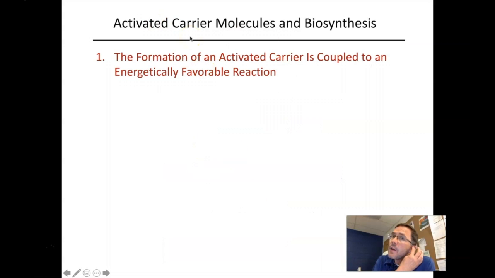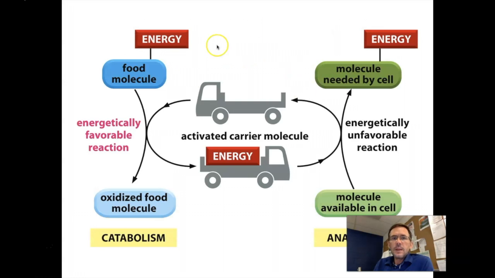All right, so activated carrier molecules and biosynthesis. We've already looked at one example, maybe the best example, which is ATP. ATP is called an activated carrier molecule. And these are molecules, and there's more than just ATP, that are used to help drive unfavorable reactions. So in this case we have food molecules, which are broken down, and that creates heat and creates chaos, and that's a favorable reaction, so that'll have some sort of a negative free energy value. And this is the breakdown.